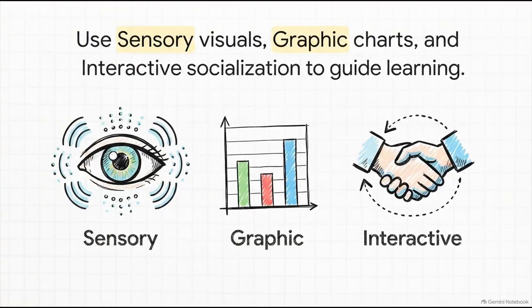Let's step down the abstraction ladder even further and look at the specific tools you can take and use tomorrow morning. Scaffolding generally falls under three main umbrellas. First up, we have sensory scaffolding. This uses prototypes or visual elements so learners can literally use their senses to grasp an abstract concept. Second is graphic scaffolding, which relies on charts, tables, and infographics to clearly communicate workflows. And third is interactive scaffolding, which happens naturally through socialization and group activities.